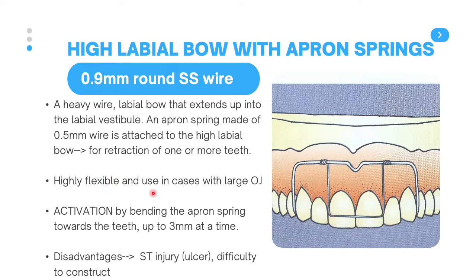This high labial bow with apron spring is highly flexible and used in cases with large overjet. Activation is by bending the apron spring towards the teeth up to 3 mm at a time. But the disadvantages are it may cause soft tissue injury and ulceration to the soft tissue, and it is difficult to construct.